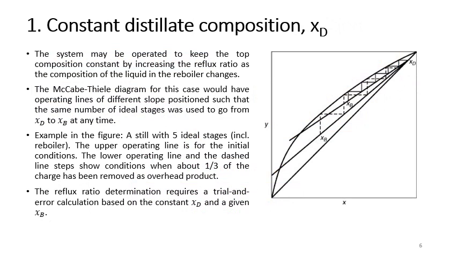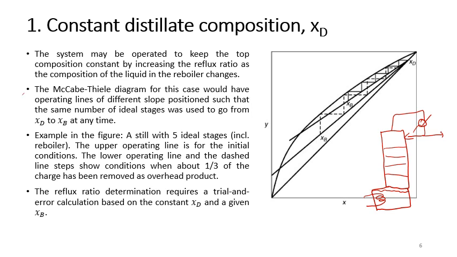Right, so let's have a look at the first mode of operation for batch distillation with reflux, which is constant distillate composition XD. In this case, the system may be operated to keep the top composition constant by increasing the reflux ratio as the composition of the liquid in the reboiler changes. Okay, so let's visualize your batch distillation column with reflux, and then you have a certain number of stages in the column.